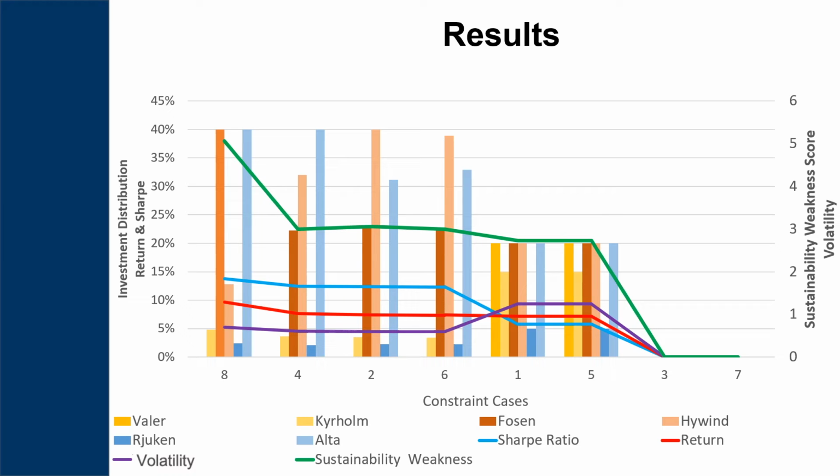running from base case scenario from a regular Markowitz optimization all the way to a highly confined and constrained scenario where diversification, risk tolerance, and environmental sustainability weakness tolerances are implemented. As you can see, from case 8 to 4, the environmental impact decreases significantly at a very small return and Sharpe ratio penalty.